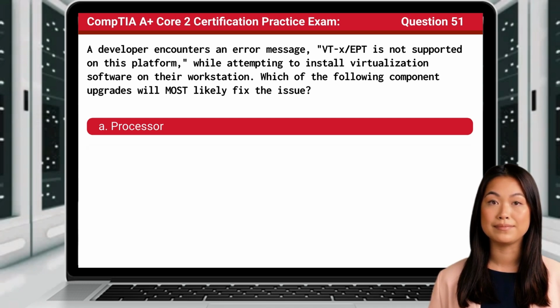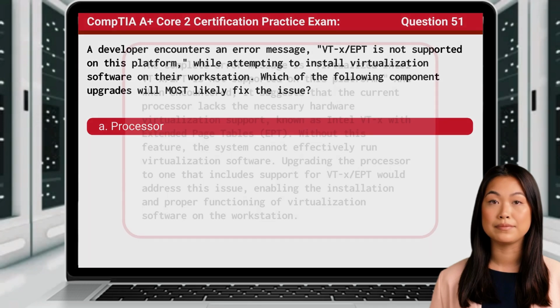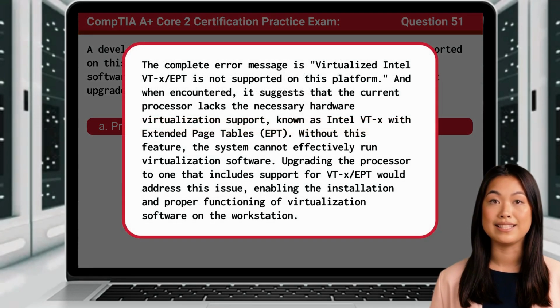The answer is A. Processor. The complete error message is, virtualized Intel VT-X/EPT is not supported on this platform. And when encountered, it suggests that the current processor lacks the necessary hardware virtualization support, known as Intel VT-X with extended page tables. Without this feature, the system cannot effectively run virtualization software. Upgrading the processor to one that includes support for VT-X/EPT would address this issue, enabling the installation and proper functioning of virtualization software on the workstation.